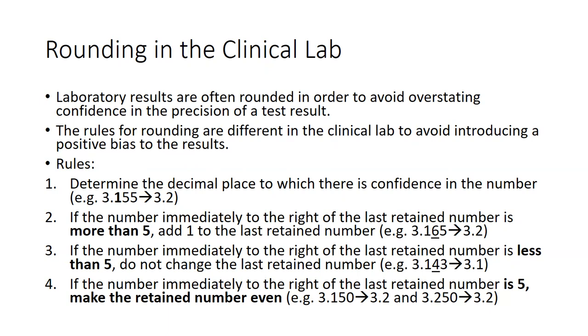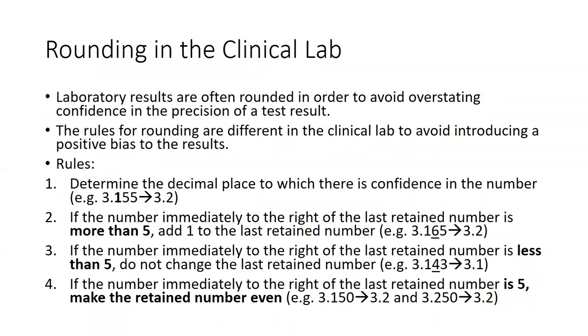And a lot of times the reference range for your laboratory assay will give you the confidence that you have in the assay. So for example, albumin has a reference range of 3.5 to 5.3 milligrams per deciliter. So we would be rounding to 1 decimal place.